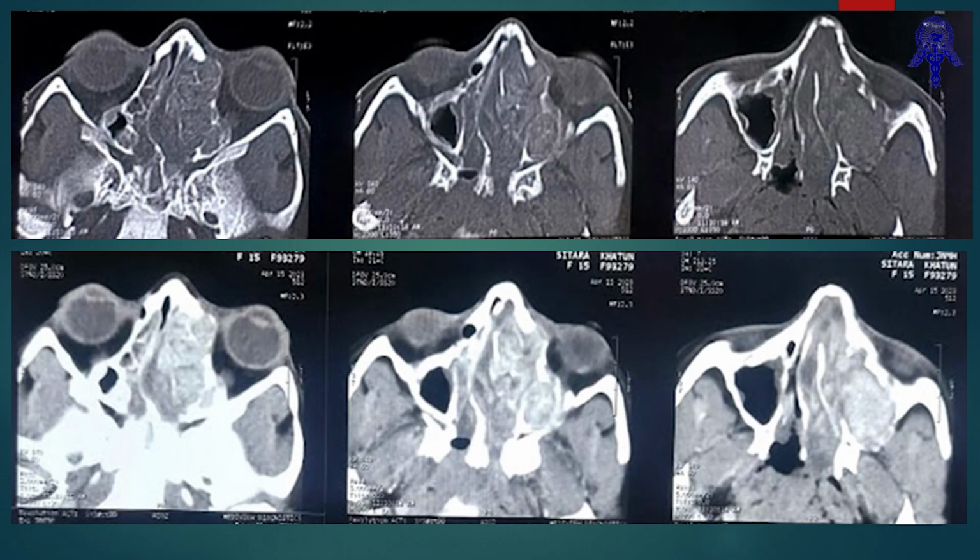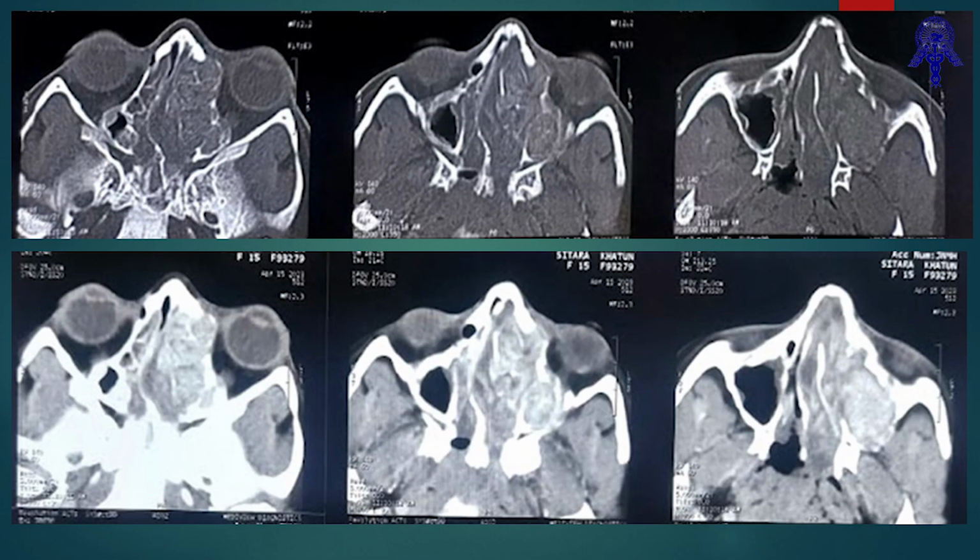This is an axial cut, bone and soft tissue window of the nose and paranasal sinuses showing what? A heterogeneous lesion. So this is a contrast enhanced CT, computed tomography, of the nose and paranasal sinuses showing the axial cut, and the orbit can also be seen.